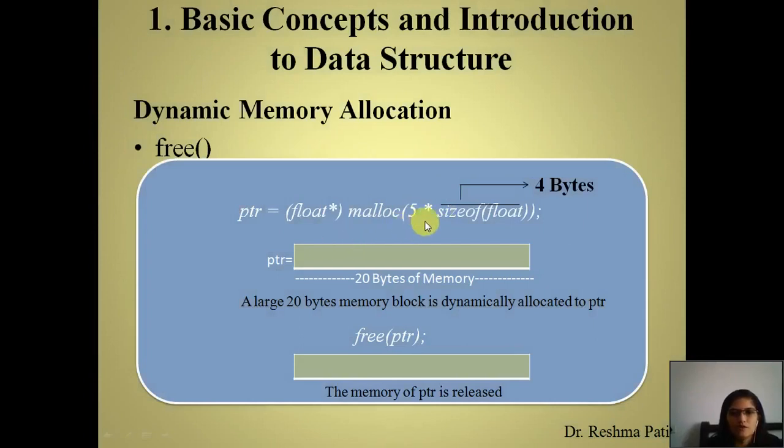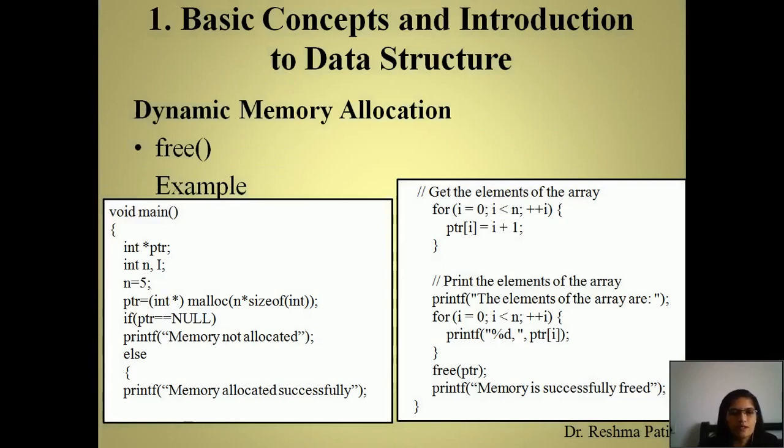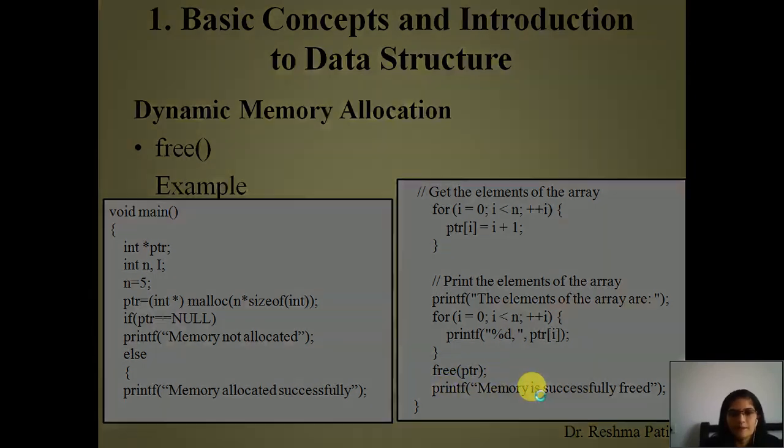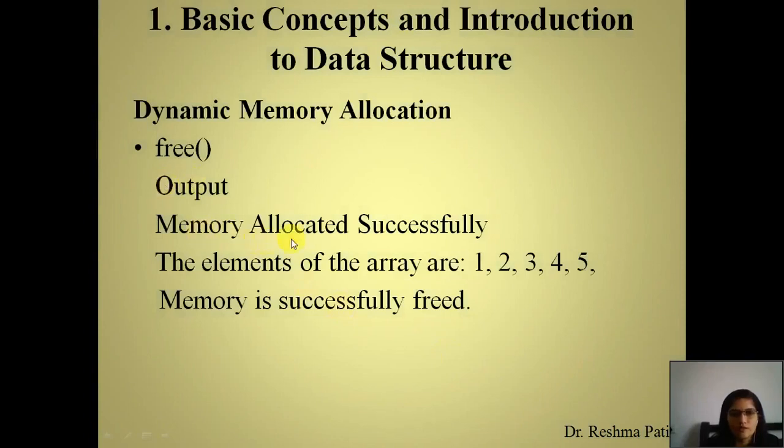Example: using malloc, 5 into 4, 20 bytes of memory is allocated here, and using the free function I will release that memory. Free in brackets, pointer variable name; after executing this statement it will free the memory. Now the example will be the same as malloc, only after printing the elements on the console here we have to write free ptr. After executing this it will show memory successfully free. This is the output of the free function: memory allocated successfully. Elements of array are 1, 2, 3, 4, 5 and memory is successfully free.